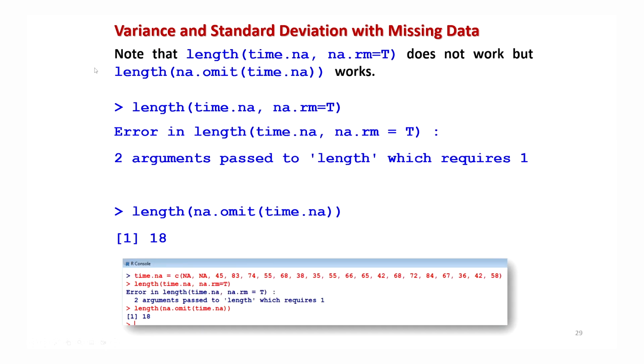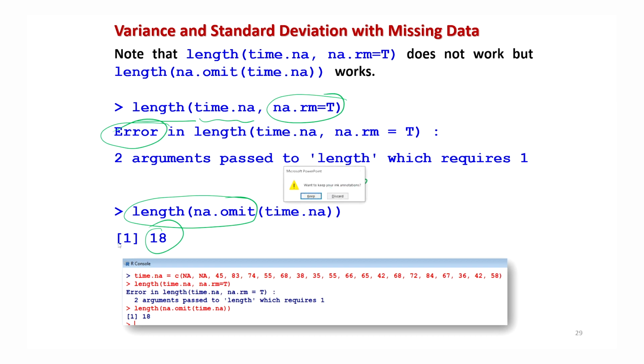So, this is what I want to show you here, that if you try to use the length of time.NA with na.rm equal to TRUE, then it is giving you an error. It will not work. But if you try to use length with na.omit, then this is 20 minus 2, there are 18 observations, and this is 18 observations. So, this is how we are going to work on it.